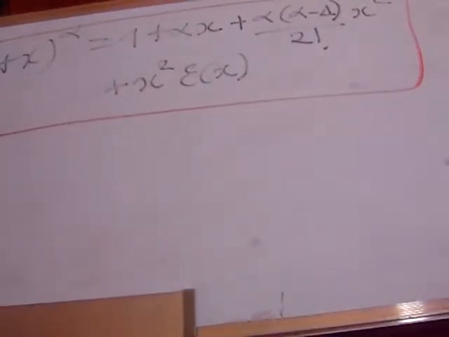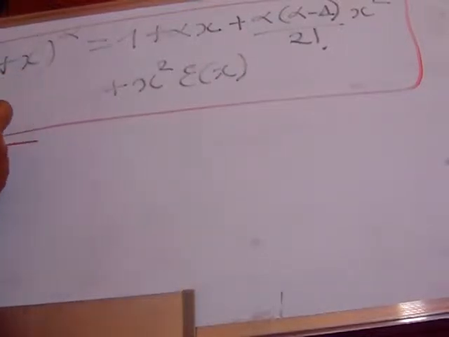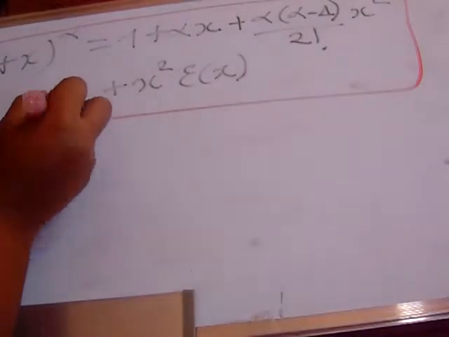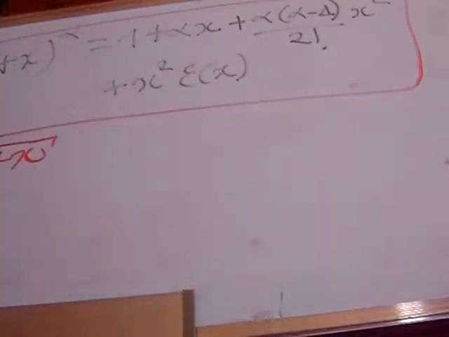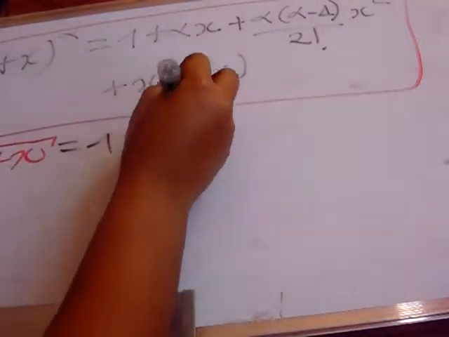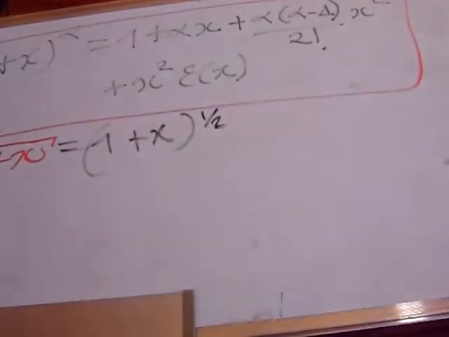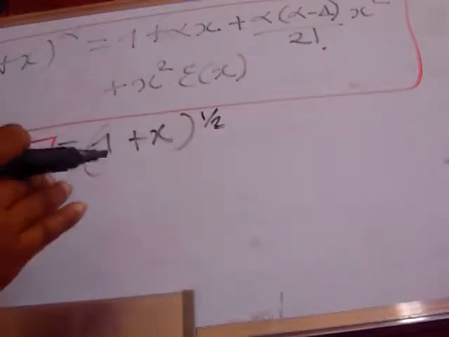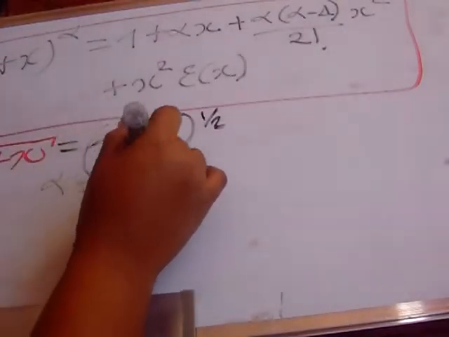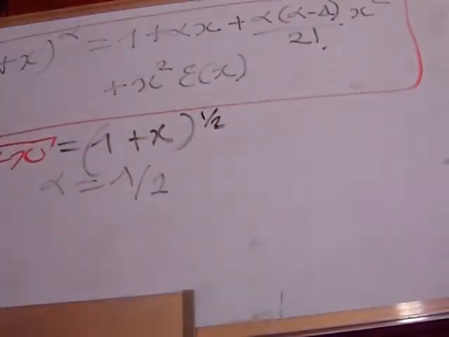For example, the DL of square root of 1 plus x can be gotten. This is the same thing as 1 plus x raised to the power of 1 over 2. So all you do is you make alpha equal to 1 over 2, and if alpha is equal to 1 over 2, you just place it here and you get the DL of square root of 1 plus x. So let's do that.